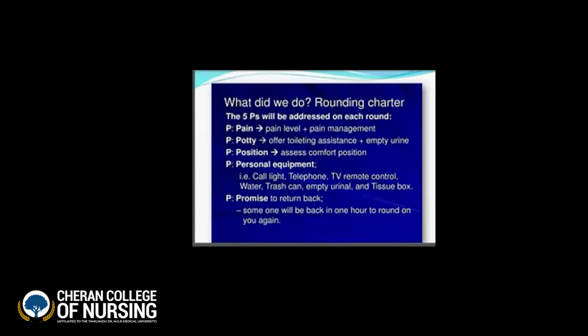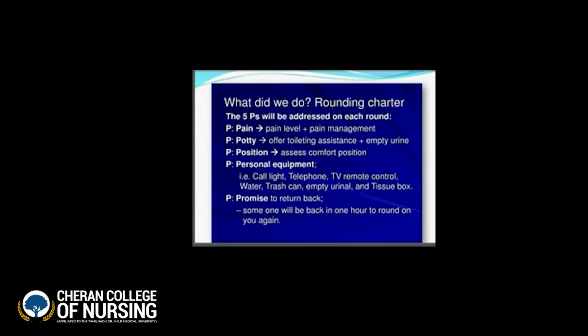First P is pain. When we are meeting the patient each hour, we want to check the pain level, and if there is pain, we want to go for pain management also. Second is potty: offer toileting assistance. If there are no attenders or assisting person, we want to offer toileting assistance to the patient and empty the urinals. We want to keep the patient comfortable, because when they frequently use the toilet, there is a chance of fall for geriatric patients.